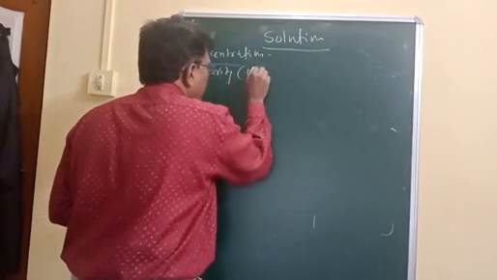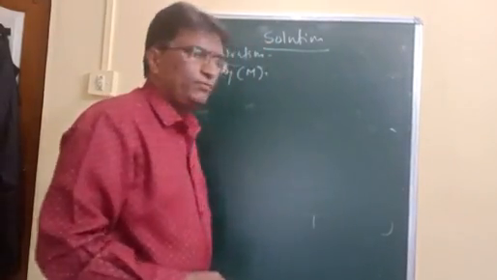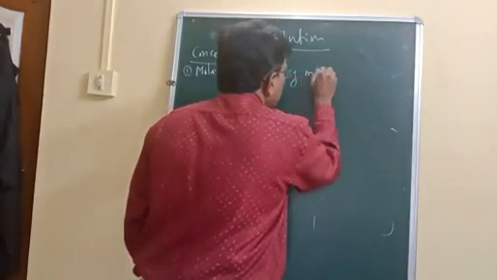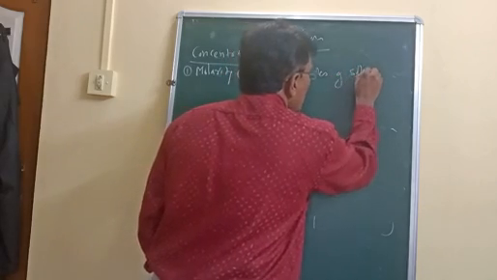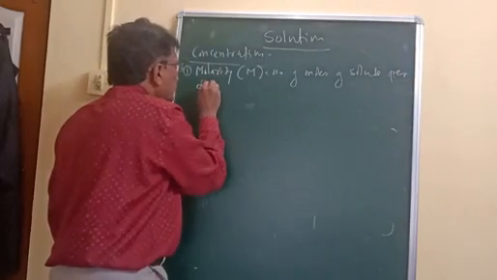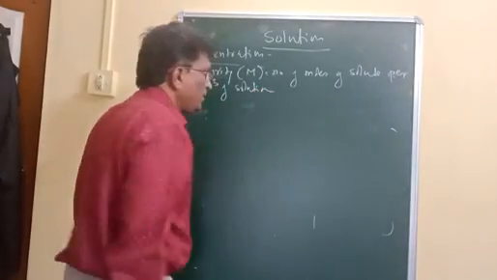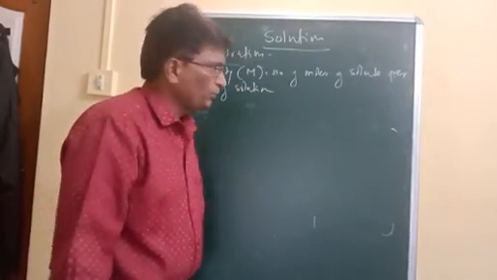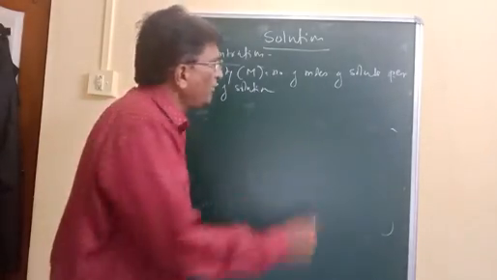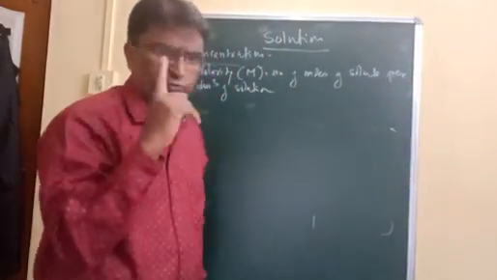Molarity denoted by capital M. Now it can be defined as number of moles of solute per dm cube of solution. Or you may define this as number of moles of solute present in 1 dm cube solution.